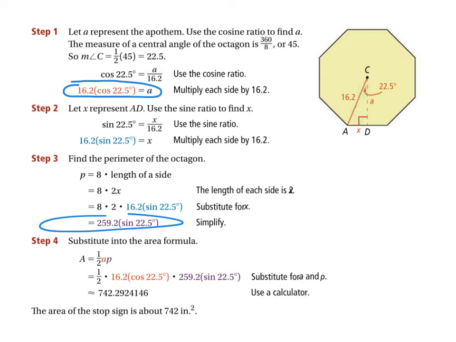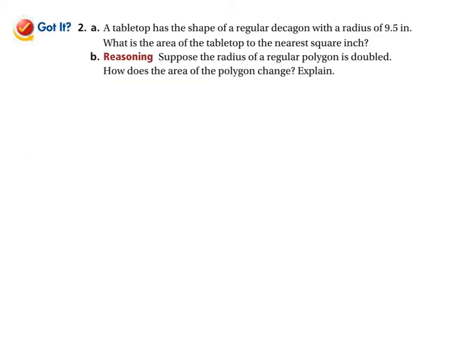Let's do the got it problem for this. Okay, so here's the got it problem: you have a tabletop that's shaped like a regular decagon. If you don't know, deca means 10, right? Decade is 10 years, etc. And a radius of 9.5 inches. You're going to want to sketch that out. What's the area of the tabletop to the nearest square inch?